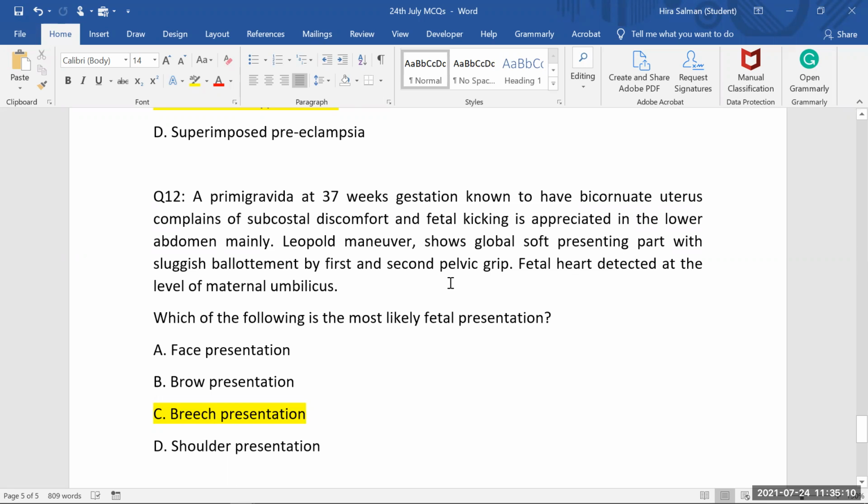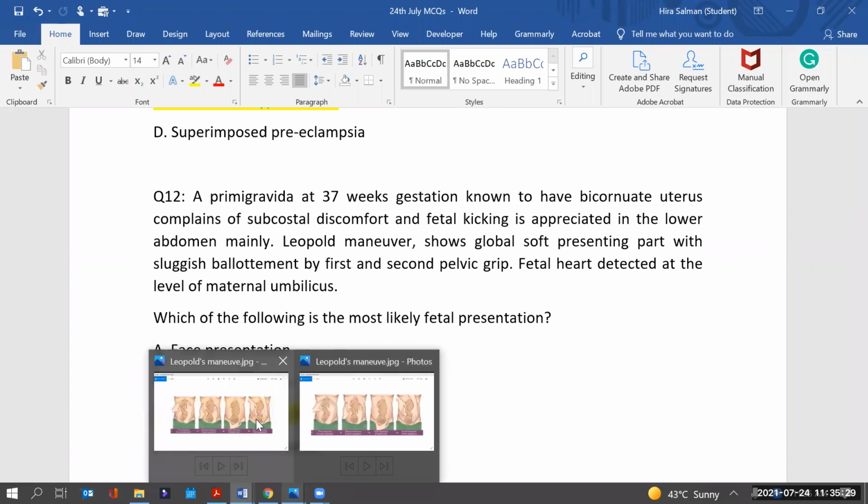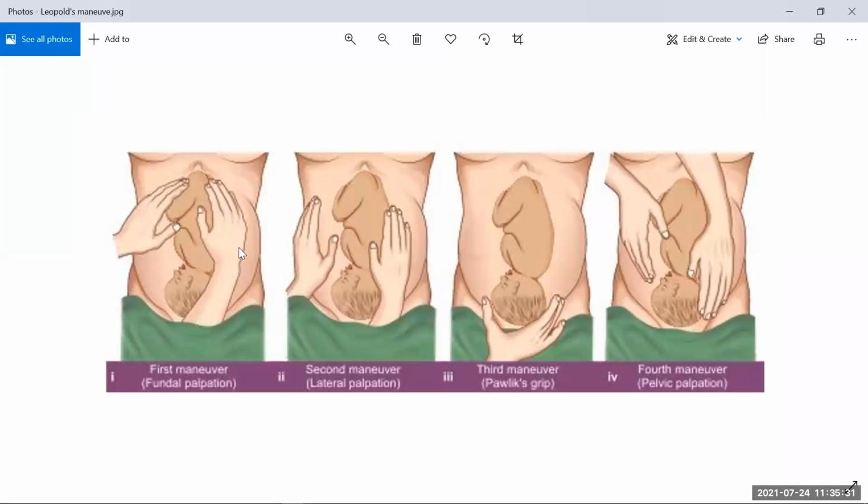But here we have soft parts, which of course should be the butt, because it's mentioned clearly: shows a globular soft presenting part with sluggish ballottement by the first and second pelvic grip. In the first and second pelvic grip, we actually do the maneuver with both hands. If you can see here, we use both hands. So if the butt is down and we are using our two hands and we can appreciate the butt moving in between our two hands, we can say it's a breech presentation, right? Because the baby's butt is down.